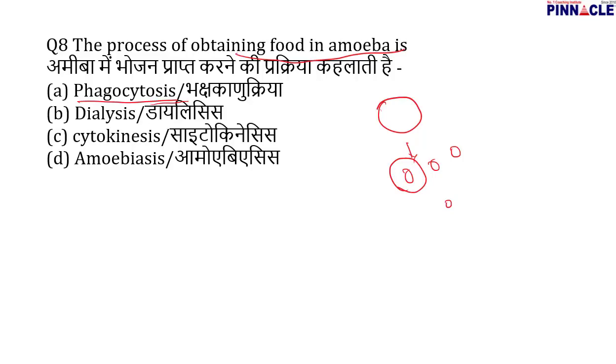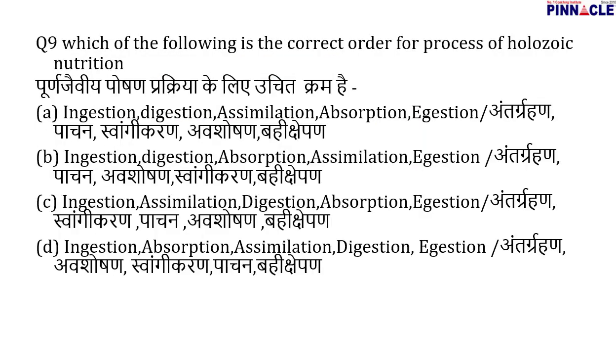Moving to question number 9. So question number 9 is, which of the following is the correct order for the process of holozoic nutrition? Okay, so the holozoic nutrition has certain processes and we have to arrange the processes in the manner they take place. So holozoic nutrition is the most common mode of nutrition, and we human beings also have this kind of nutrition only.